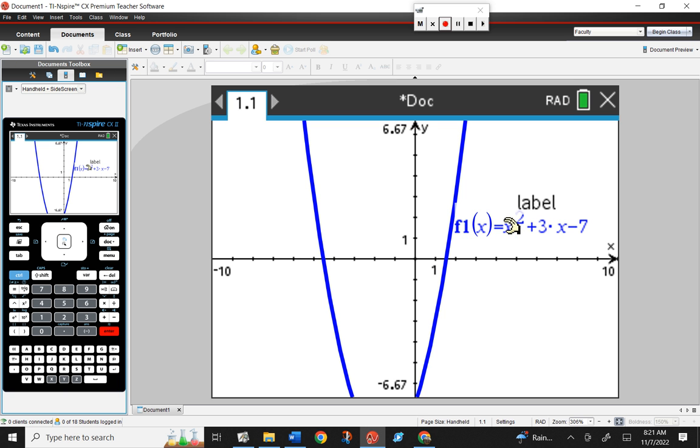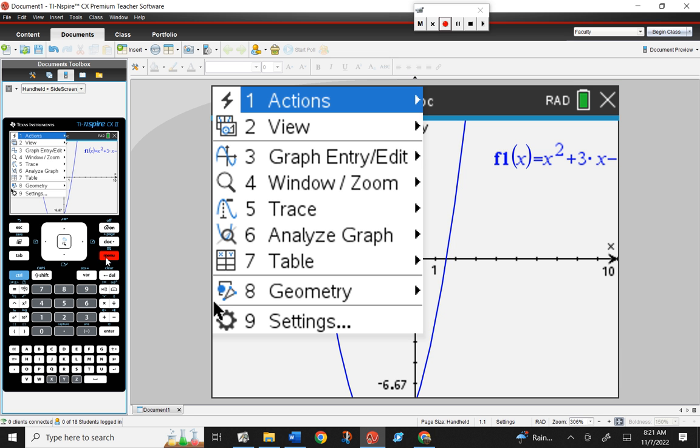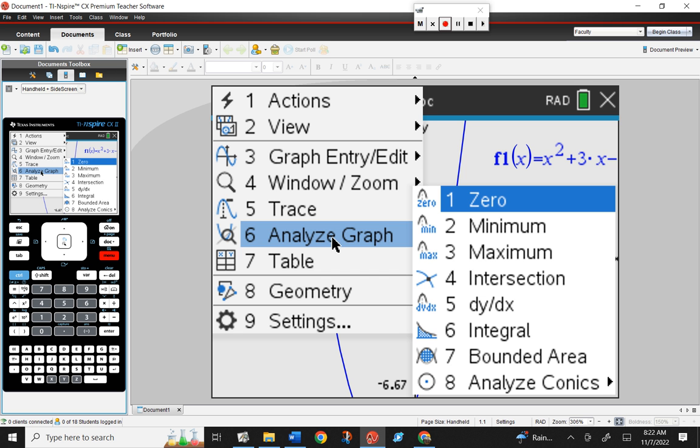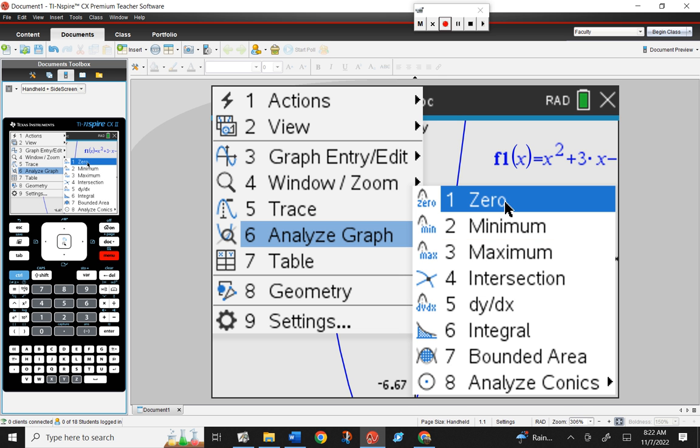Now this calculator will find these x-intercepts for us. There's several ways to do it. I'm going to show you one way. Maybe you know a different one. But ladies and gentlemen, here we go. What you want to do is press menu, go to analyze graph, and look at that. It's wanting us to find the 0. So once again, you press menu, analyze graph, hit 0.